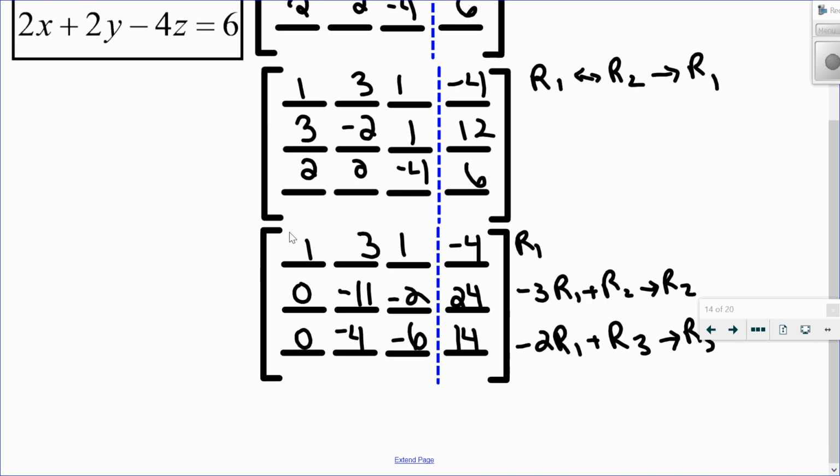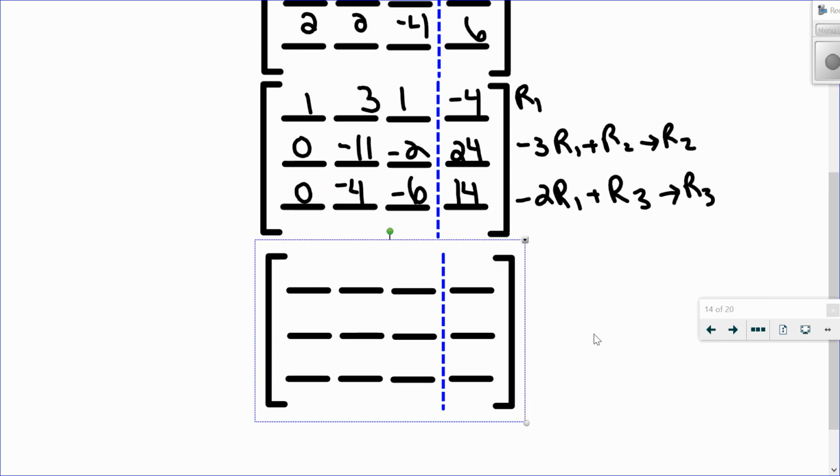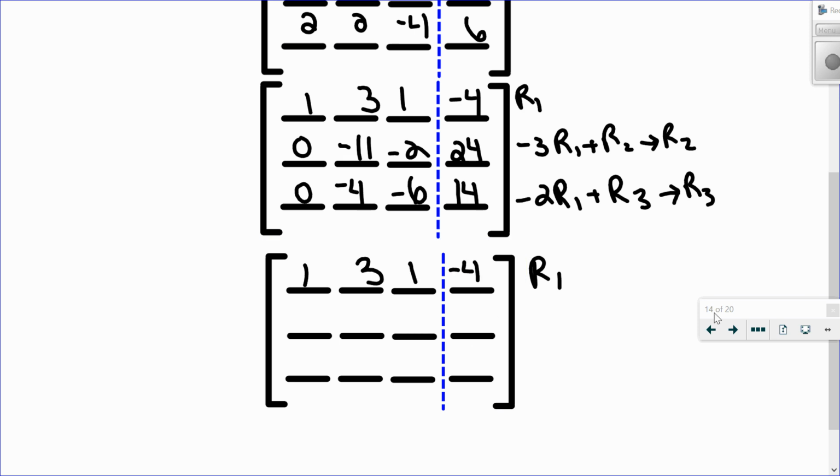Okay, so now we've got a 1 there. We want to have a 1 here. You have a couple of choices. You can switch around these rows because this is divisible by 2, or you can just divide everything by -11. It really is a matter of preference. So let's leave row 1 as 1, 3, 1, and -4. And then we'll just leave it as it is and divide everything by -11.